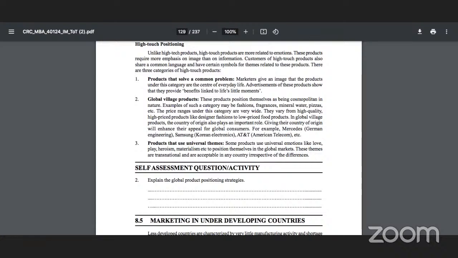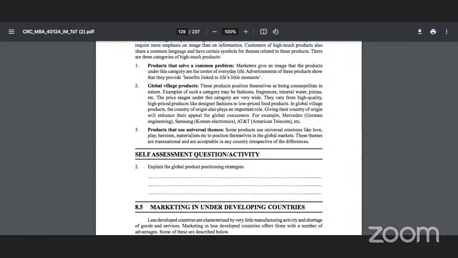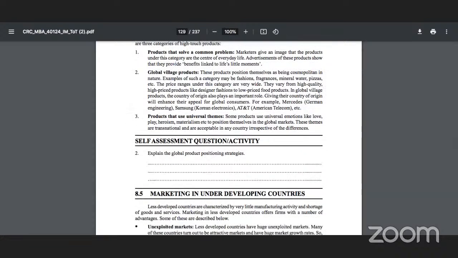So customers of high touch products also share a common language and they have certain symbols for themes related to these products. There are three categories of high touch products. One is products that solve a common problem, for example, dandruff shampoos. Second is the global village product, where we are talking in terms of countries of origin, which will enhance their appeal to global consumers.